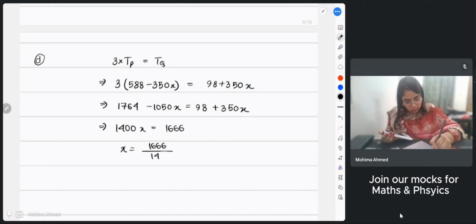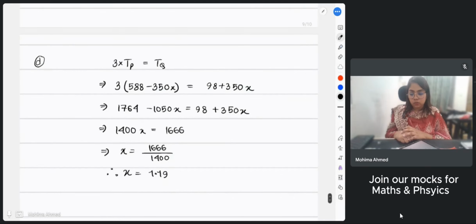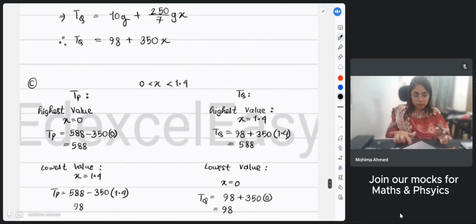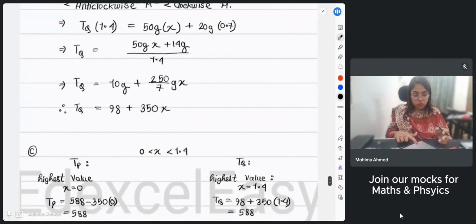this is 1.19. The value for your x is 1.19. So the value for your d is 1.19. Px was 1.19. So yeah, that is it for your question. I think this was 5D, right? We will now move on to question 7 directly.